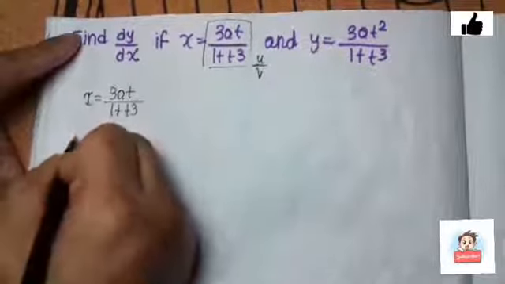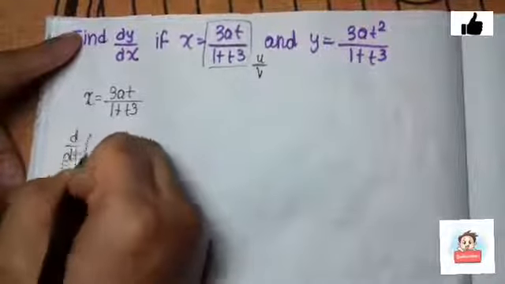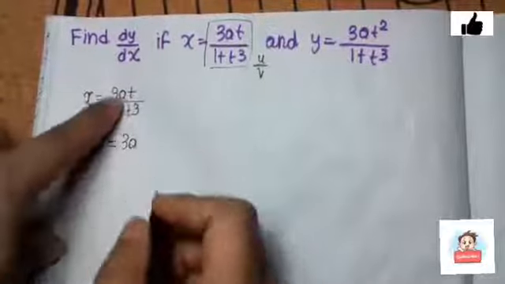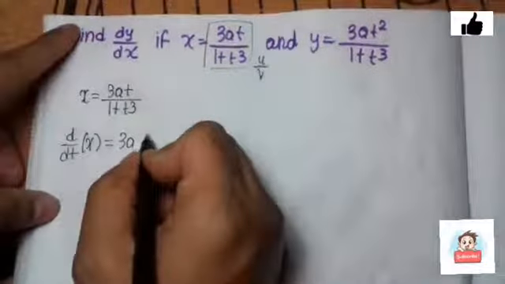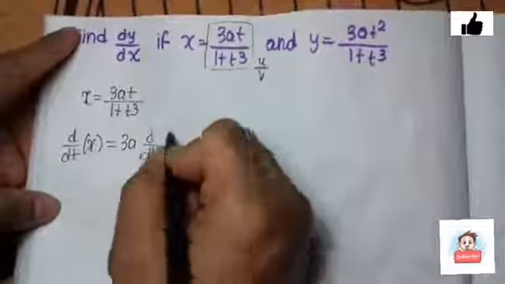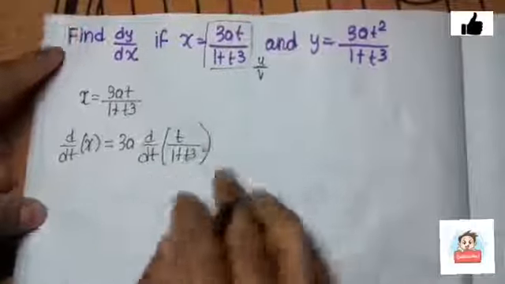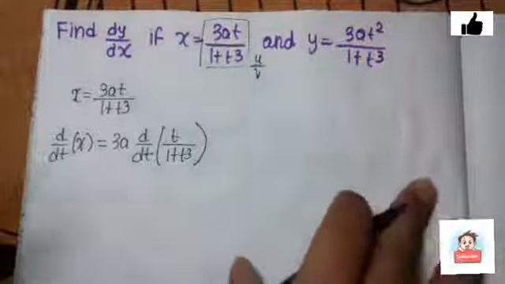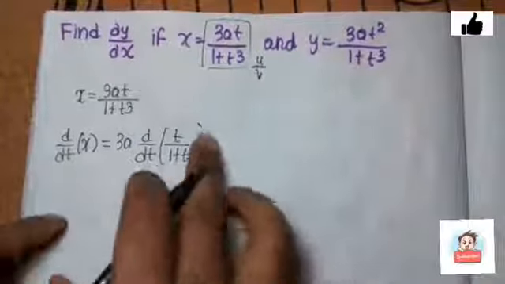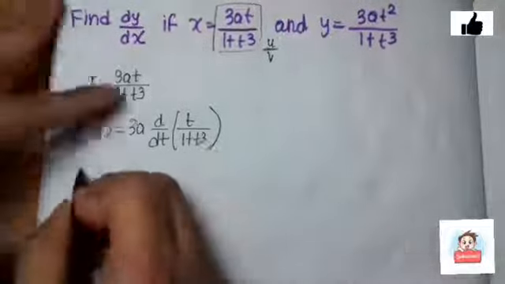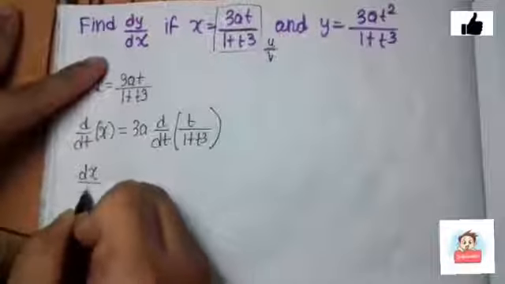So we will write dx by dt equals 3a will come out, and d by dt of t by 1 plus t cubed. We will now use the formula. The formula is very important. I will also tell what the formula is, but you need to be very clear and you need to learn the formula too.